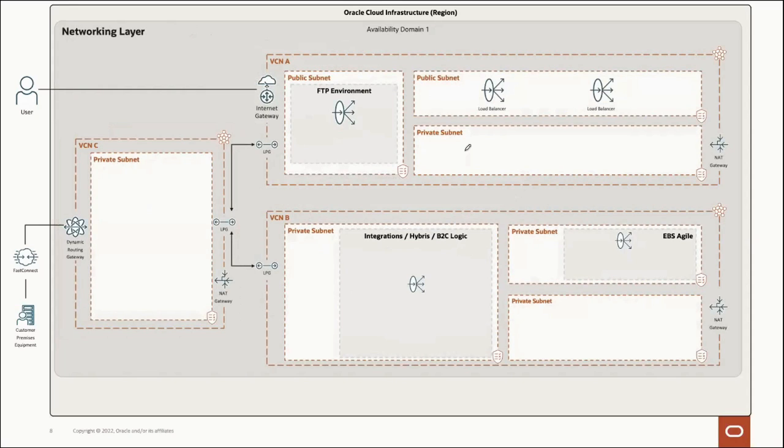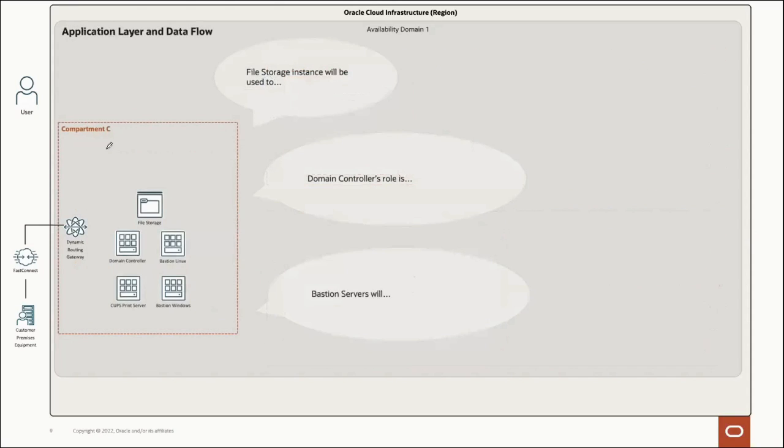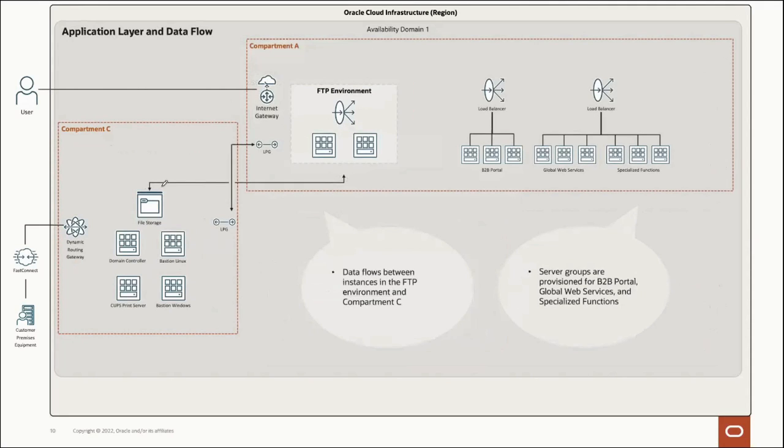Now we're isolating down to strictly compartment C, which is going to have file storage, domain controller, Bastion server, print server, and Bastion for Windows. So where are these stored? Where are these hosted? And then what's the connection? We still have maybe a local peer gateway, and we're building on the data flow between instances in the FTP environment and compartment C. So we have compartment C here and compartment A, and then servers are grouped and provisioned for a B2B portal.